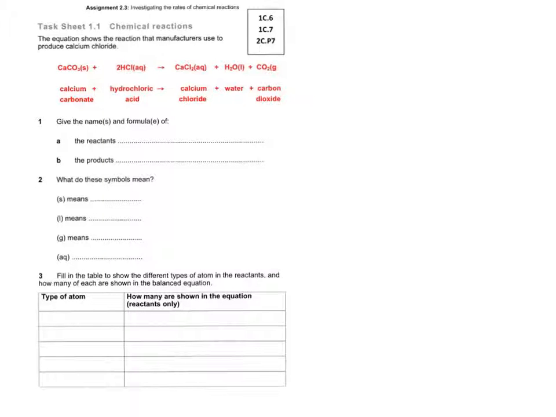For question 1, you need to write down the reactants and the products of this equation. So, the reactants are the things in this box. They would go here. The products are the things in this box, and they would go here.